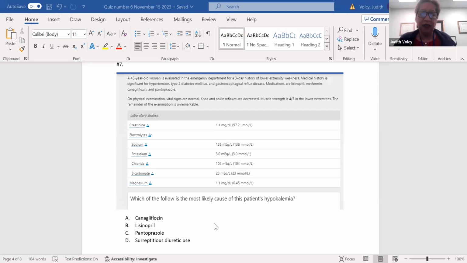And again, that's why I tell residents, don't just refill the medications for a year's supply and the patient doesn't need it. And the patient will end up with chronic kidney disease, which can happen with the use of pantoprazole year after year and all kinds of other problems.